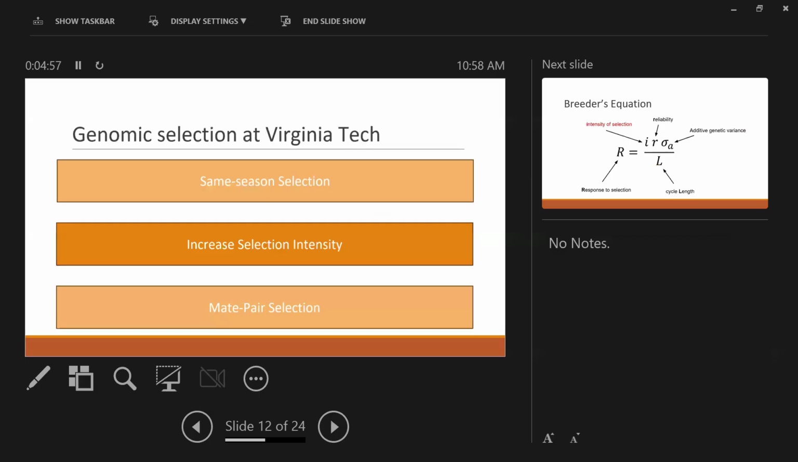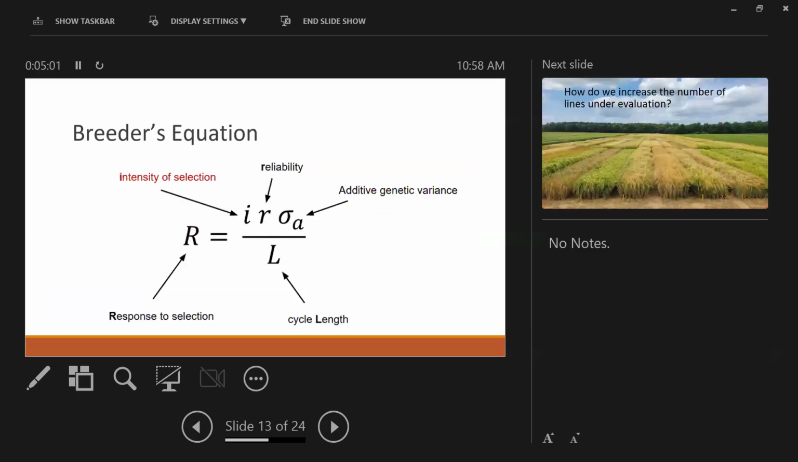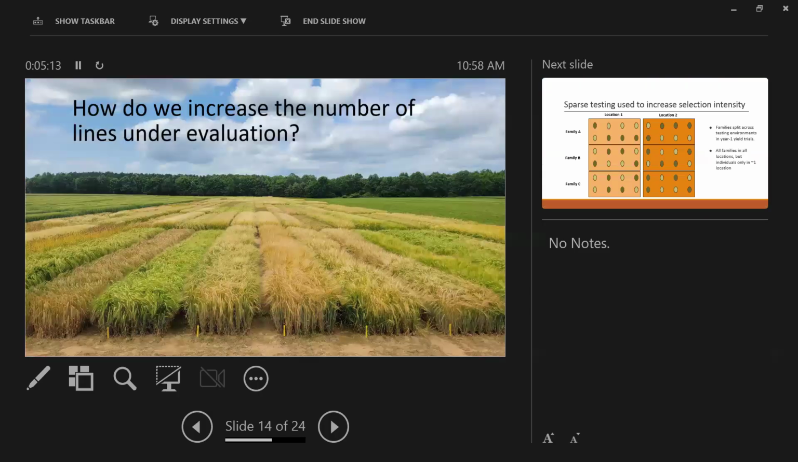But moving on, how can we increase selection intensity within the program? Breeder's equation, we've all seen this at some point or another. We want to focus on increasing the intensity of the selection. But how can we do that when the amount of land we have isn't going to change? The number of plots can change from year to year, but not necessarily. So how are we able to get more lines without more space or other resources?